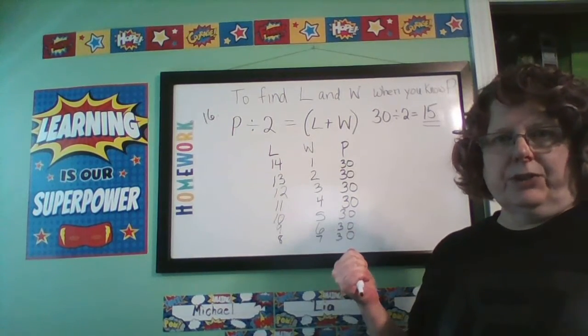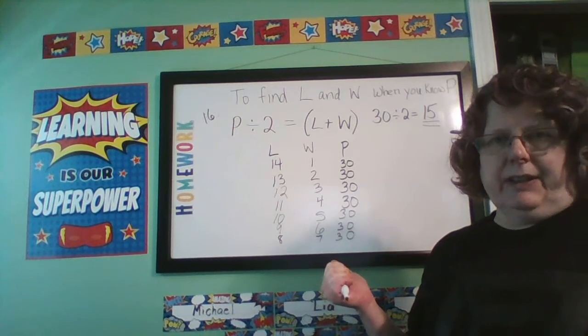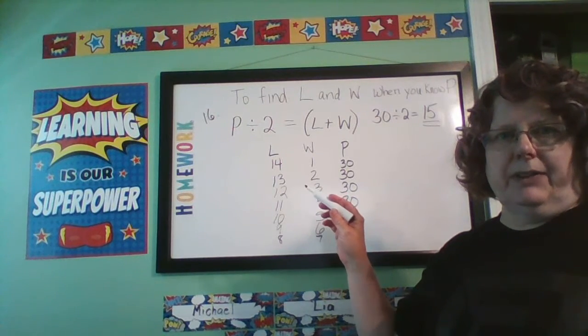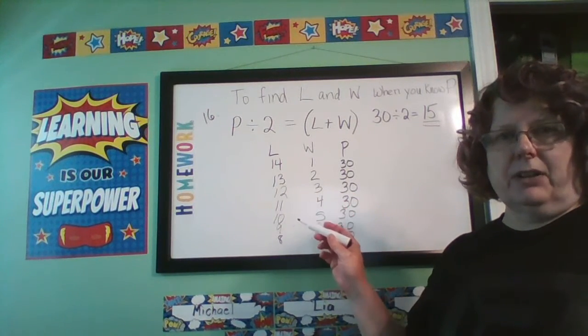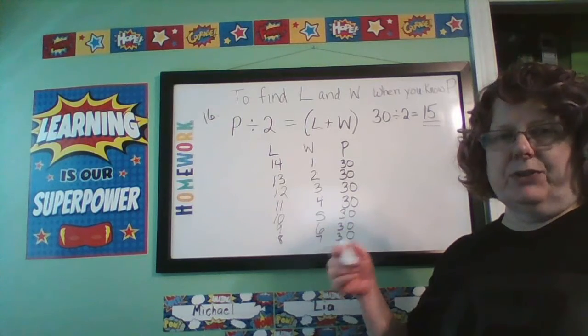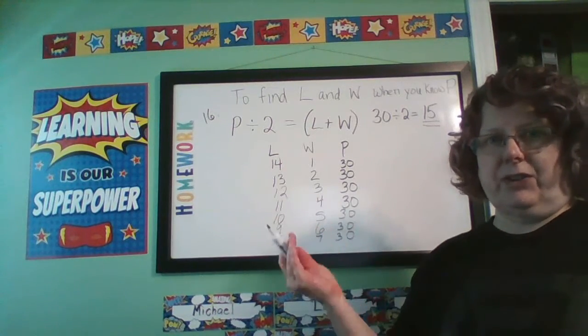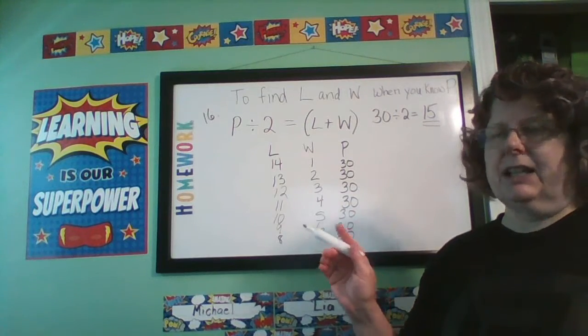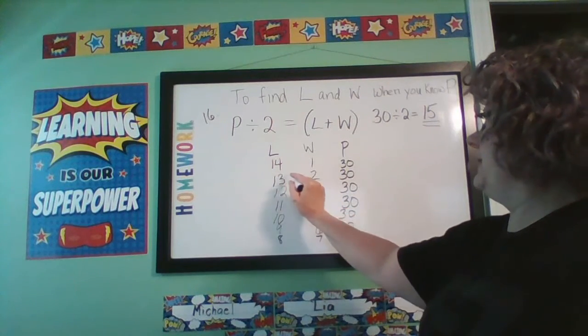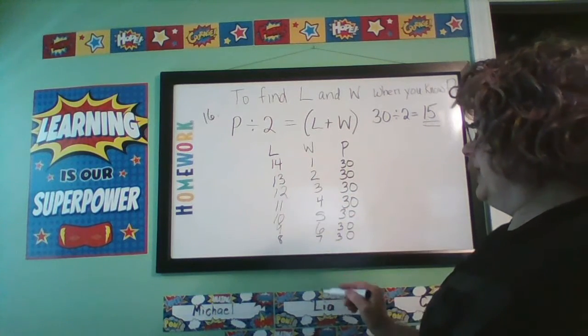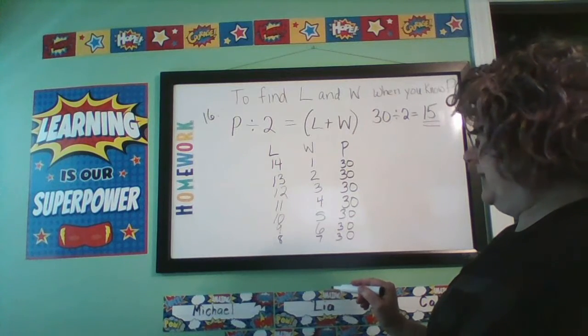So if you continue to fill your chart out, it will look like this. We have a length and a width, and if we add those together, multiplied by 2, they would equal 30. Or the reverse of that is we take the 30 divided by 2 is 15, and then they have to add up to 15. So here's all the combinations that can add up to 15.